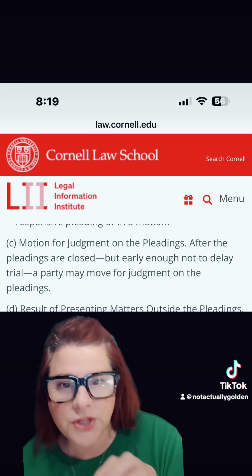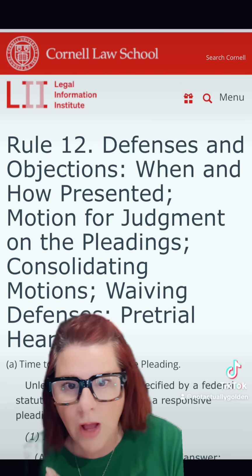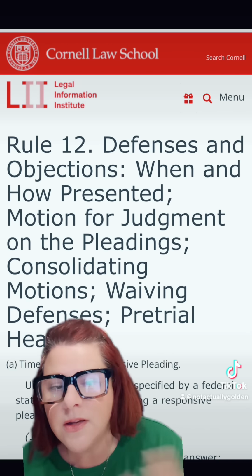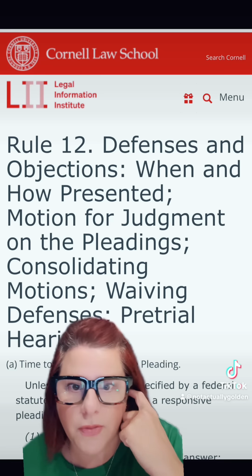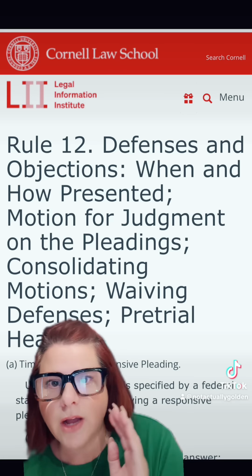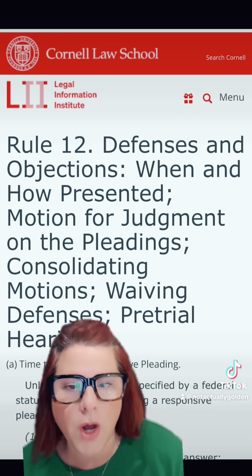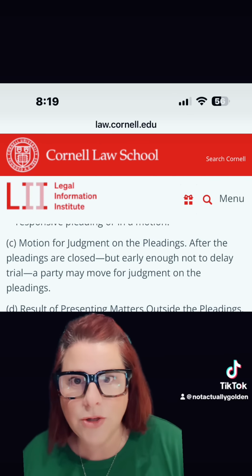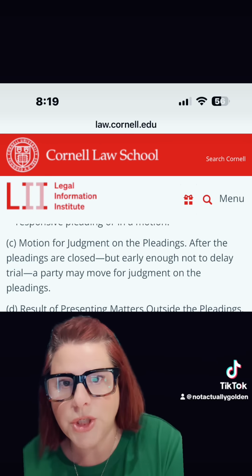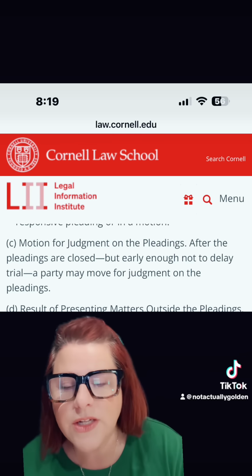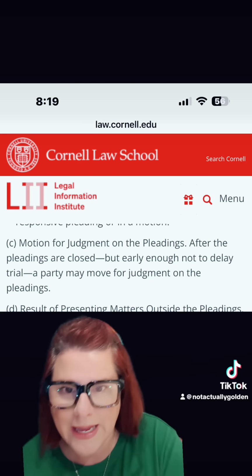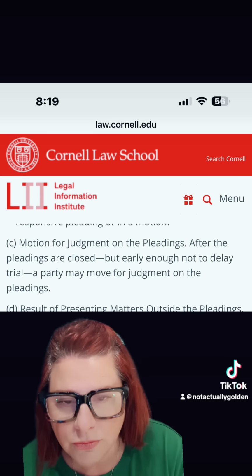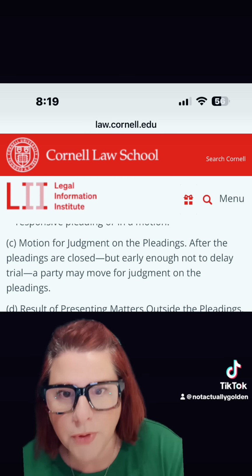And if you're wondering, this is the rule. Actually, hold on. So Rule 12 of the Federal Rules of Civil Procedure is the rule for defenses, and it's where motions to dismiss come in. They're called 12(b)(6) motions, right? And it's talking about how you present as a defendant what your defenses are. And the first part of it is all about motions to dismiss. But when you get down to 12(c), it very briefly mentions motions for judgment on the pleadings. After the pleadings are closed, that means both complaint and answer have been filed. But you can't do it like on the eve of trial, right? You can move for judgment on the pleadings.